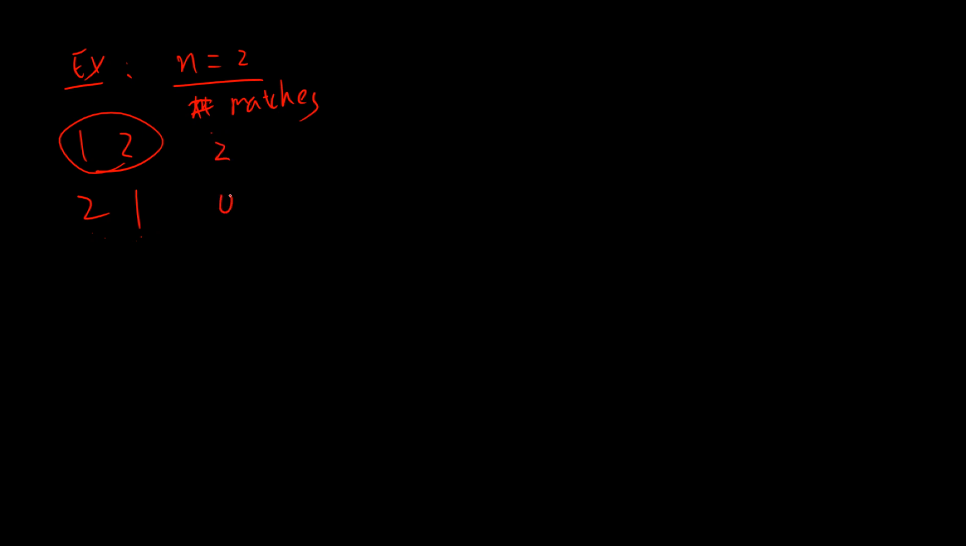Okay, so to do this, let me solve a special small case, when n equals 2. We have 1, 2 and 2, 1. So 1, 2 is exactly a match, and 2, 1 has no match. So the number of matches is 2 for the first and 0 for the second. So the expectation is half times 2, basically, it's 1.